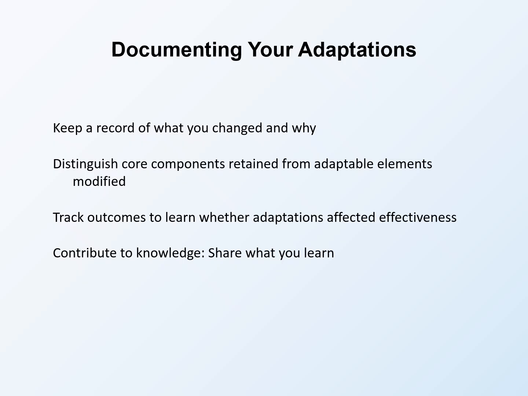Whatever adaptations you make, document them carefully. Keep a record of what you changed and why. What element was modified? What was the rationale? Was it based on formative research with the community? Be explicit about which core components you retained and which adaptable elements you modified. This helps you assess later whether any effectiveness problems might stem from adaptation.